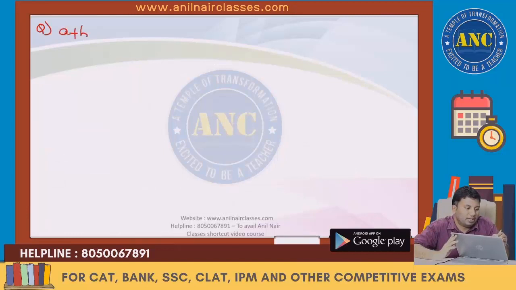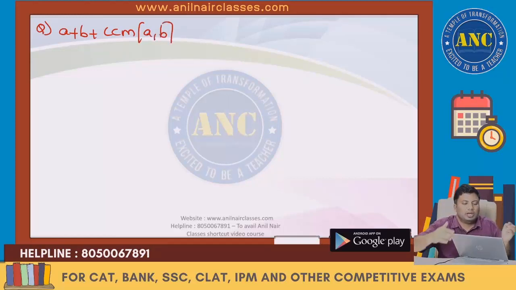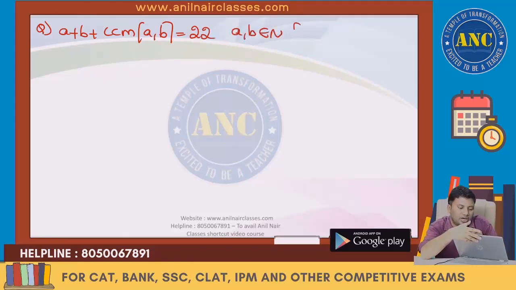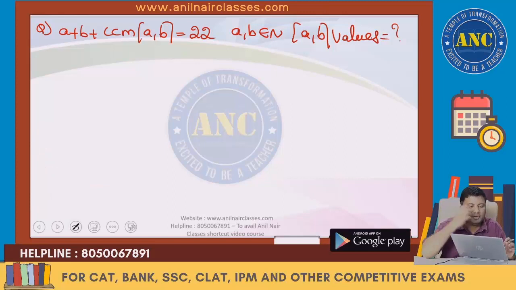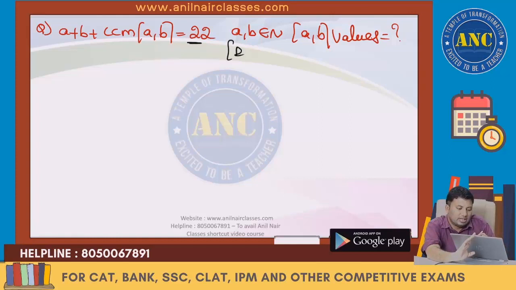A plus B plus LCM of A comma B equivalent to 22. A comma B are natural numbers. How many values can A comma B take? Now see here. On the right hand side, there are two cases: RHS composite, RHS prime number. Two cases we will discuss.